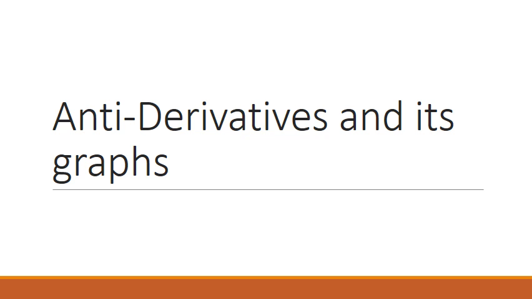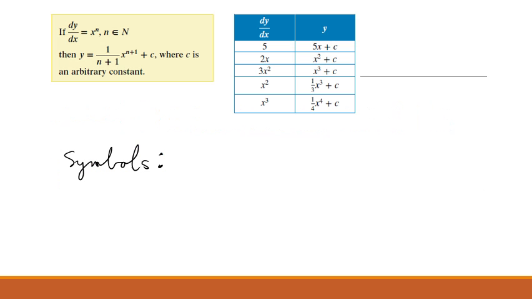Okay, anti-differentiation is essentially doing the backwards thing of differentiation, thus anti-derivatives. There's another name for it, which is called integration, and I'll mention a bit more about that in a second. So, if dy/dx is equal to x to the power of n, then when you integrate it, or anti-differentiate it, you get this.